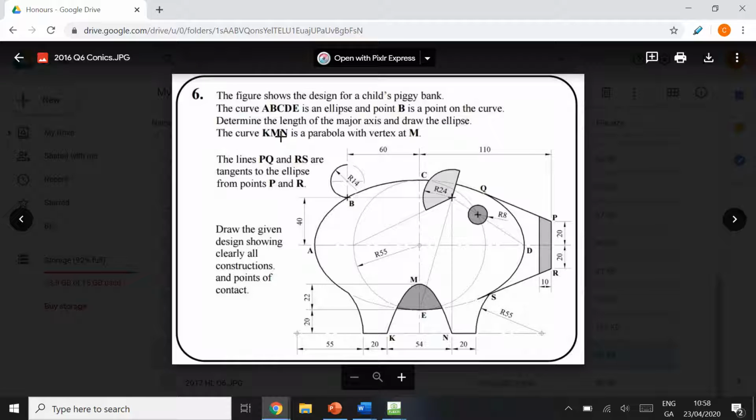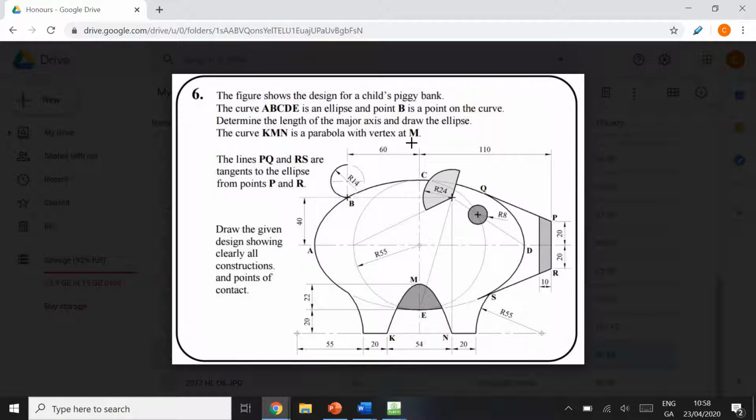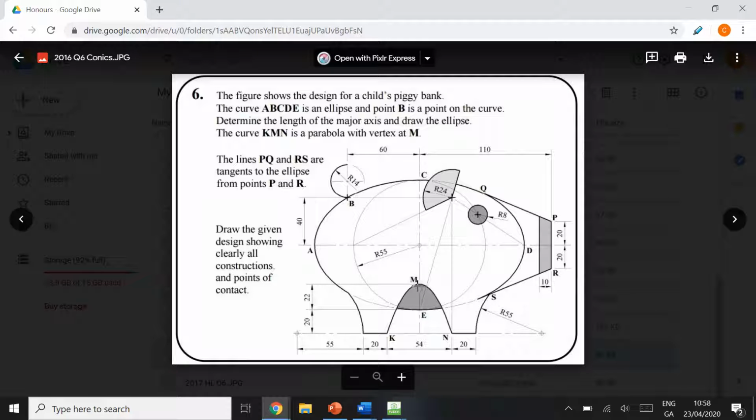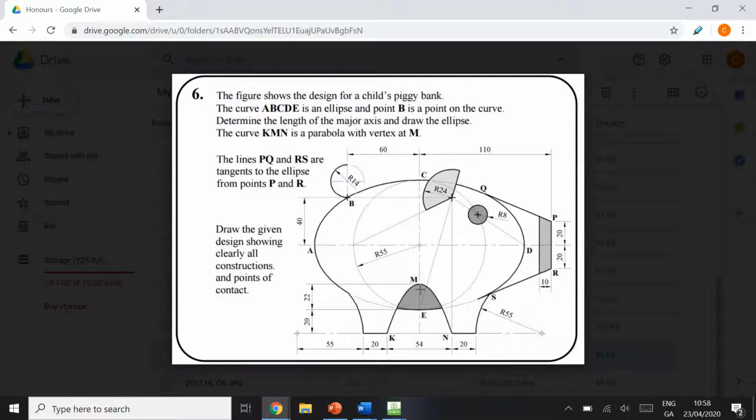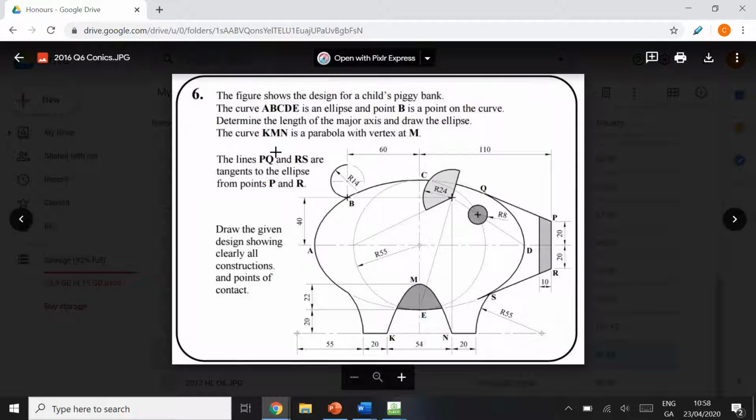Second then is the curve KMN. So this one here, KMN, is a parabola with vertex at M. So the highest point here is up at M, and we know exactly where M is. We know the overall width of the parabola, and we know the height of the parabola. So we're going to have to draw that.